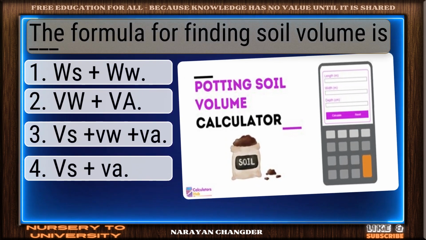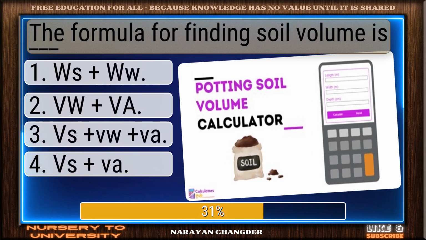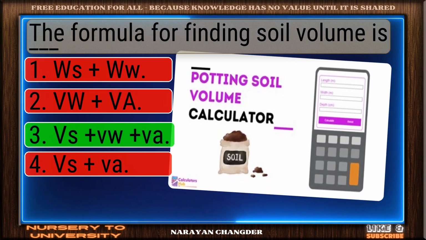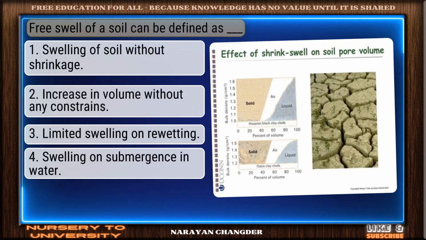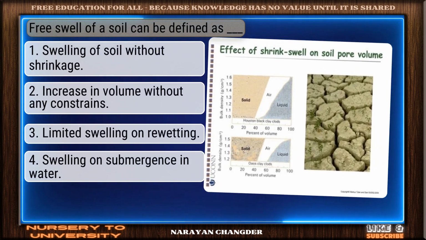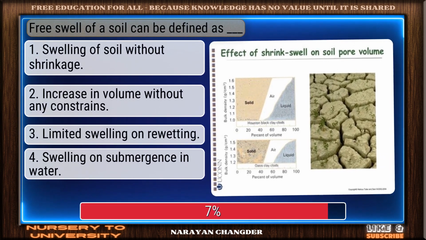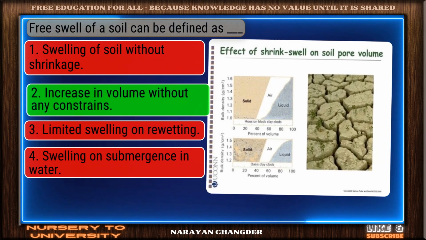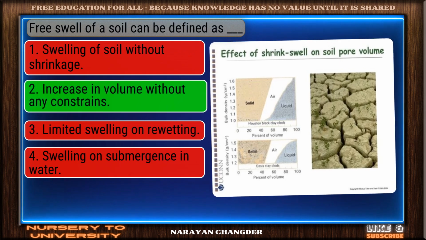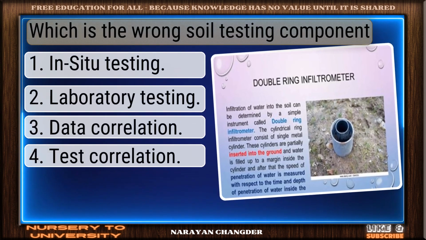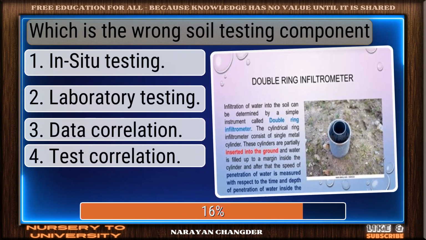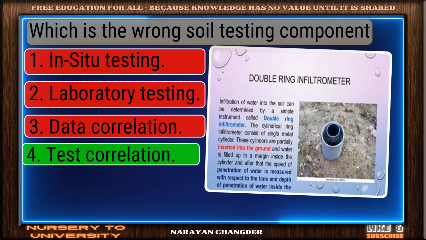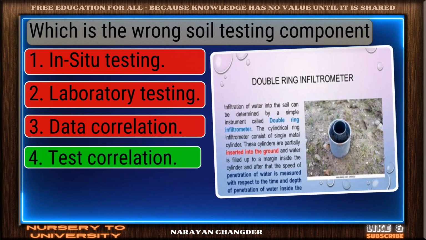The formula for finding soil volume is dash. Well picked. Vs plus Vw plus Va is the correct answer. Free swell of a soil can be defined as dash. You're right. Increase in volume without any constraints is the correct answer. Which is the wrong soil testing component? Nice work. You chose test correlation and it is correct.